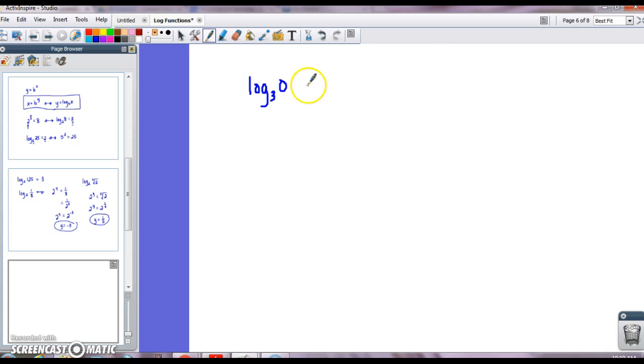You might say, okay, if I put that in exponential form, that's the same as saying 3 to some power equals 0, and you're trying to figure out what the power is. Well, is there any number of times I can multiply 3 by itself and get 0? Because that's what this exponent means, right? It means I'm multiplying 3 by itself a certain number of times. There's no number that I can plug in for y that's going to give me 0. So I cannot take the log of 0.